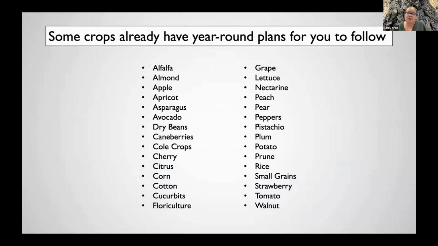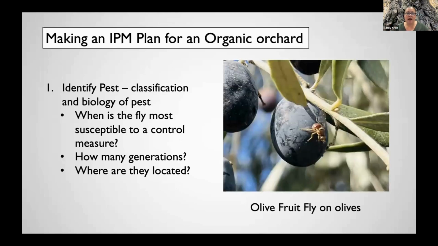So, like I said, some crops already have these year-round plans for you to follow that have been put together based upon research. And here's a list of the crops on UC IPM's website that have year-round programs. So when asked, like, how do you put together an IPM program? Well, grape already has multiple programs depending on the time of year that you're interested in looking at pests and disease. So what I chose was, okay, how do I do an IPM plan for an organic orchard? Now we have olive trees in a lot of vineyards. So I chose olive because olive does not have year-round IPM programs on UC IPM.